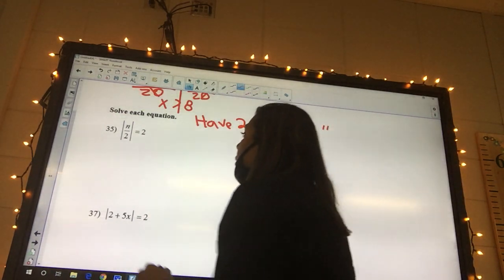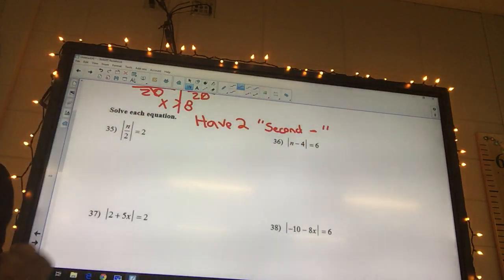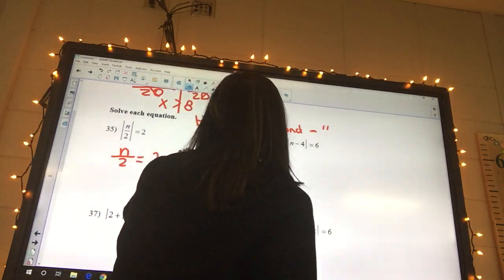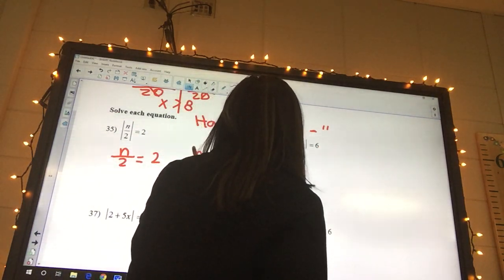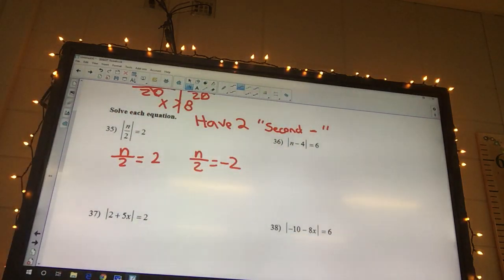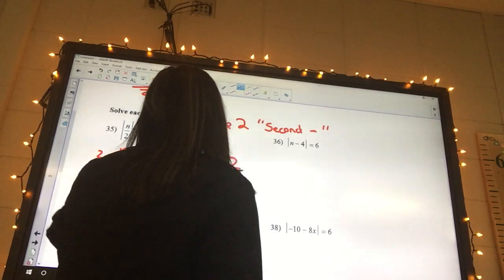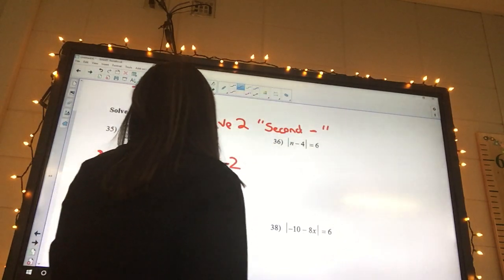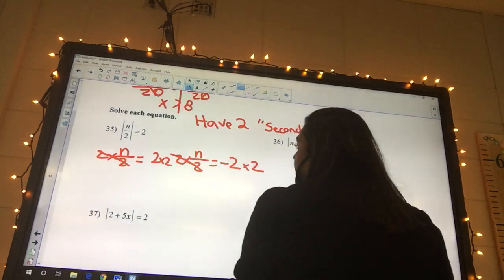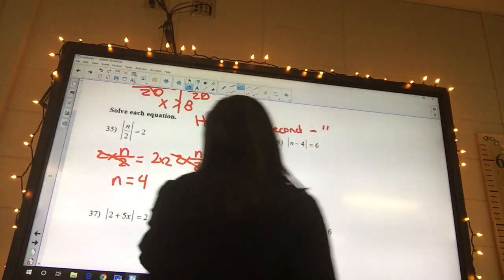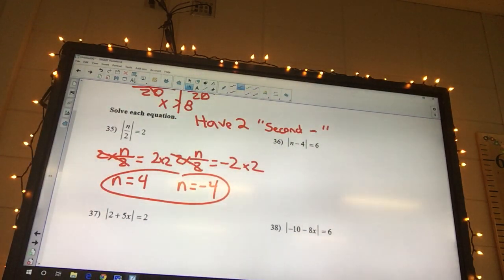Okay, so we got n over 2 is the absolute value all by itself. So we can write it twice. We're gonna write one n over 2 equals 2, and the other one should be n over 2 equals negative 2. And now we're ready to solve them. So how do I get n by itself? Times by 2, times by 2. So I got n equals 4 and n equals negative 4. On all these, you should have how many answers? 2. If you don't have 2 answers, you forgot to do something.